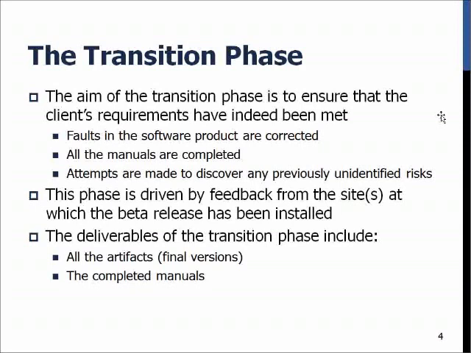So all the rest of the faults that we find are corrected, the manuals or tutorials or user interface are completed, and there's also an attempt to discover any previously unidentified risks and possibly do some patchwork or additional content or other things after the launch to make sure that everything works as we want it to work. Anyway, of course the deliverables, considering that this is the phase where the software product is finalized, means that all the artifacts are done in this phase.